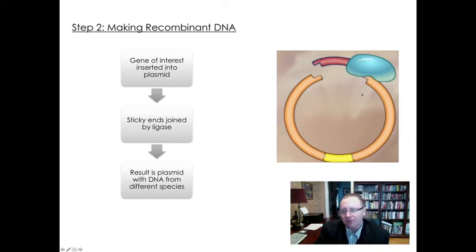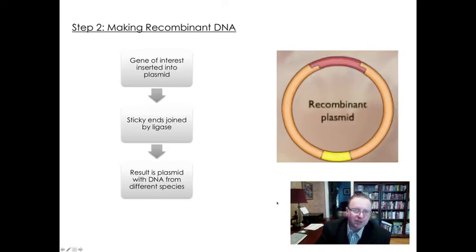And then the second step is that the separate DNA pieces will be joined by ligase, forming phosphodiester bonds. And the result that forms from that is the recombinant plasmid, which is a plasmid with DNA from different species. So the second step is making that recombinant DNA.